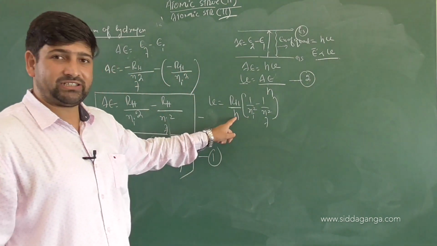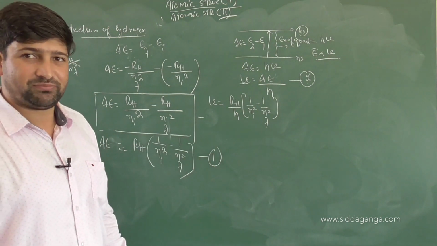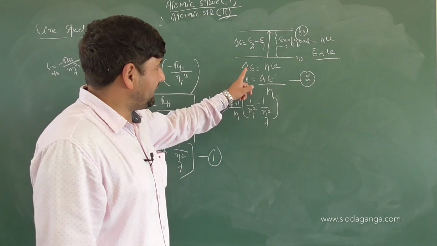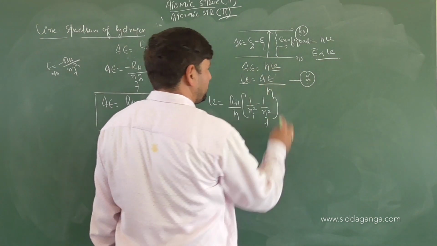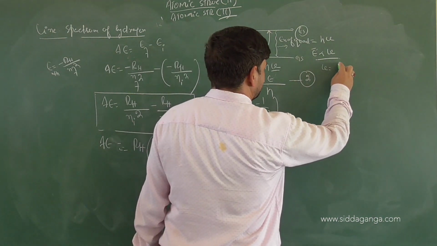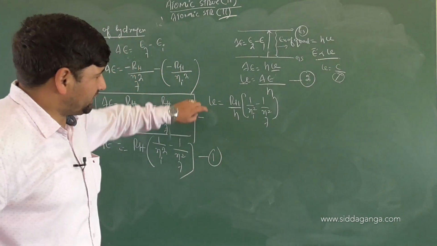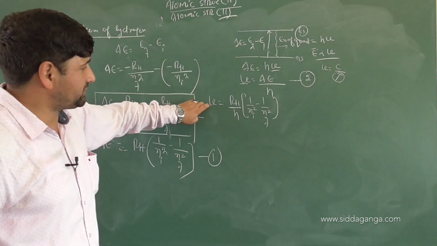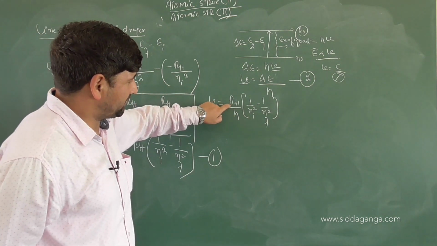Divided by h also. What is h? Planck's constant. Am I clear with the statement here? So what is delta E equal to? hc divided by lambda. If you look at this nu value here, what is nu equal to? c by lambda. What is lambda here? Wavelength. So what's the equation you got? Nu equals R_H by h, where R_H is Rydberg's constant.